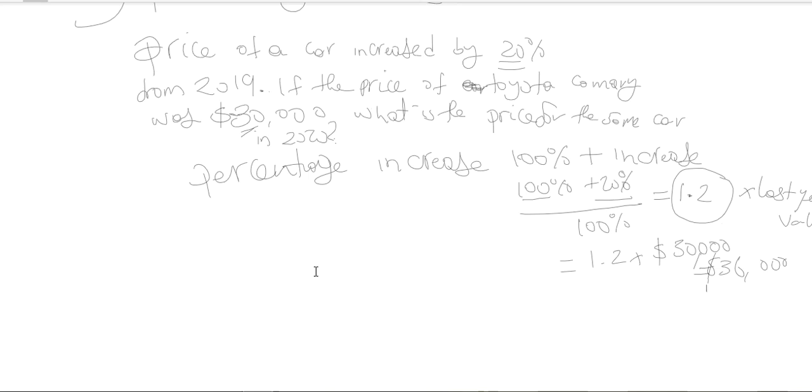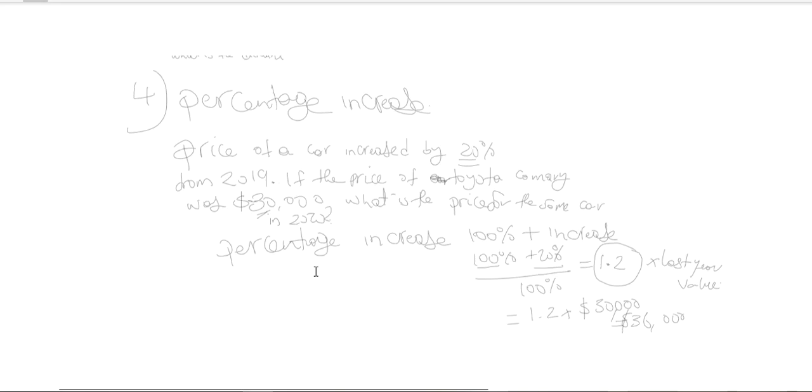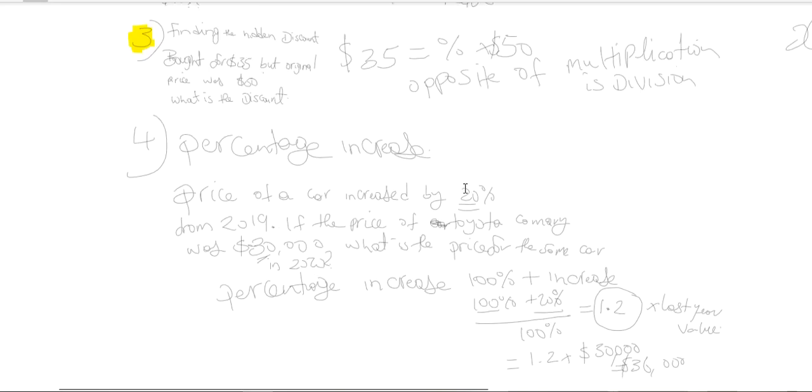Whenever there is a percentage increase, all you have to do is look at the increase, add it to 100 and divide by 100 to get a constant like that. Say if this was 50% here, it would be 100 plus 50%, divided by 100%. That will give you 1.5, and then you use that to find the final price of the item. Same thing.